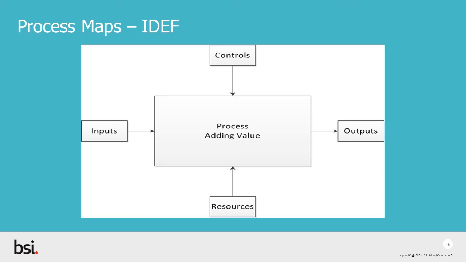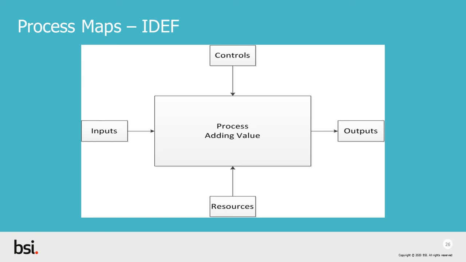This is an IDEF, a simple IDEF diagram. You have the value-adding process in the middle, inputs from the left, outputs from the right. Controls, it uses the term controls, which would be your procedures, your regulatory approvals, that kind of thing. And then the resources, which can be the people, tools, the infrastructure, etc., that you need to realize that process. Now, IDEF is quite a good tool. I'm just going to show you in the next diagram how it works.